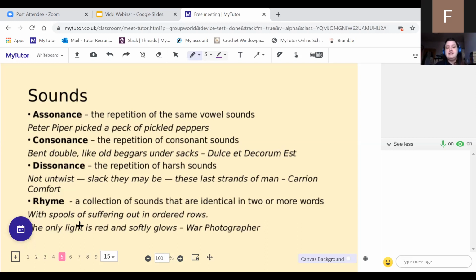Right, so assonance is the repetition of the same vowel sounds. A lot of these are very specific, a repetition of a particular type of sound. So it could be dissonance is harsh sounds, consonance is consonant sounds, and assonance is vowel sounds.